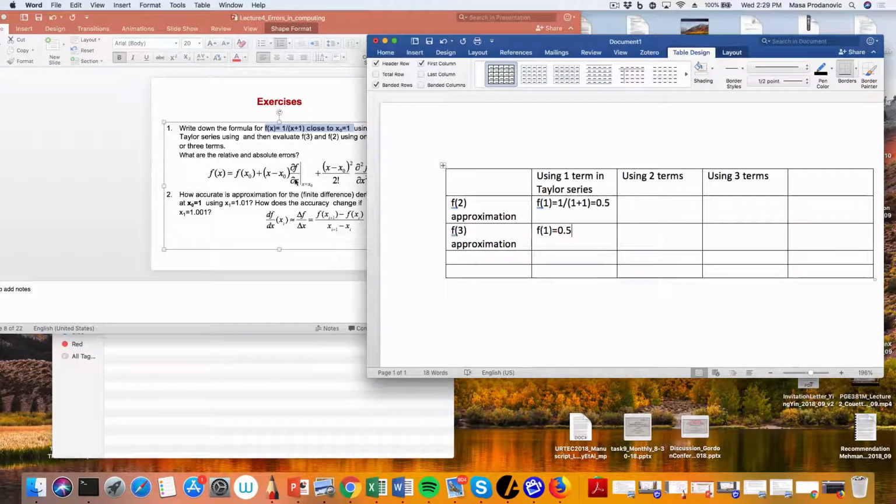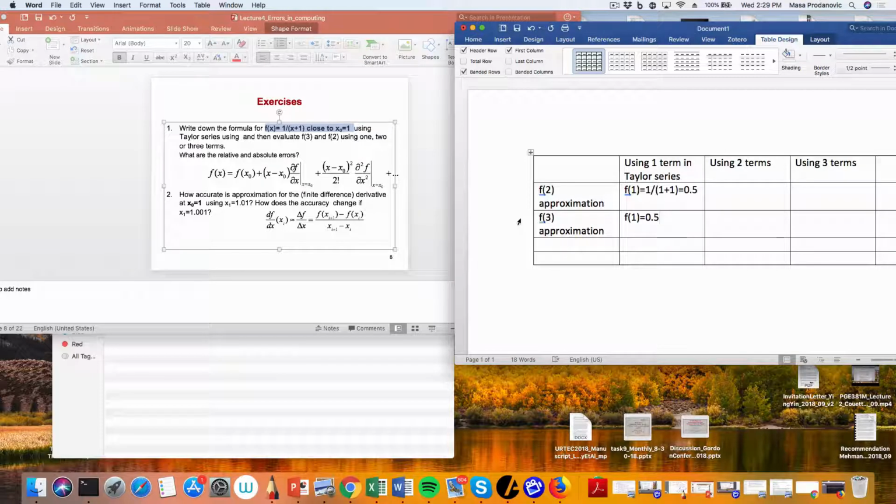So now if I add plus, in this case, 2 minus 1 times the derivative of f evaluated at 1, f prime of 1, I'm wondering what's going to happen here versus what's going to happen for 3. So use this Taylor formula that is here on the slide to fill this in.